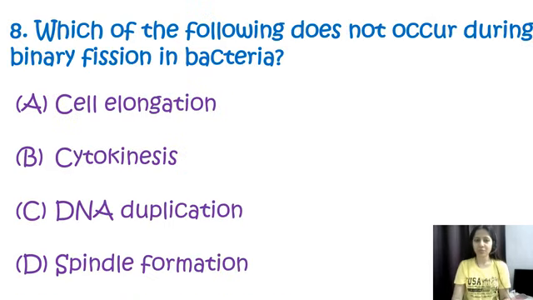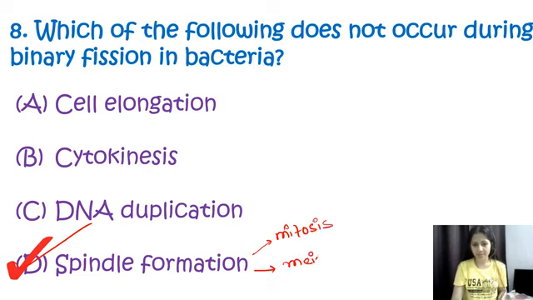Question number 8, which of the following does not occur during binary fission in bacteria? Options are cell elongation, cytokinesis, DNA duplication, or spindle formation. So over here my correct option is D, that is spindle formation. Now what is spindle formation? Actually it is a process associated with mitosis or meiosis in eukaryotic cells.